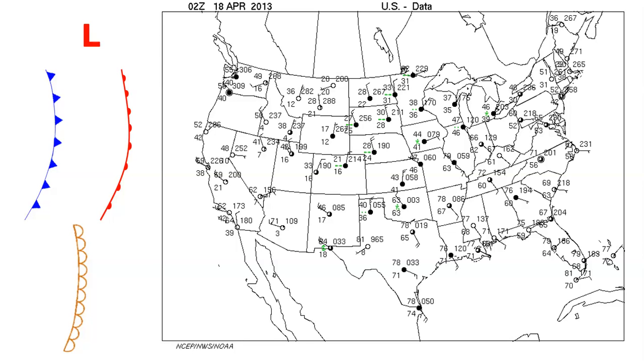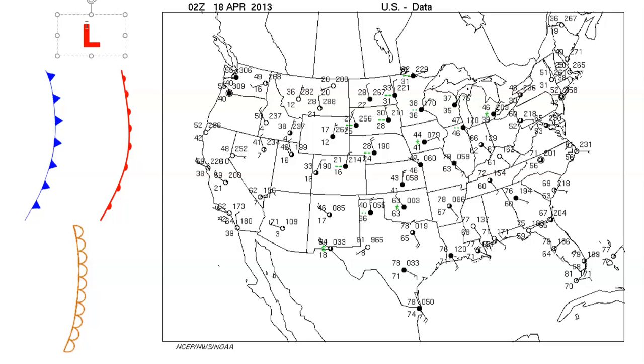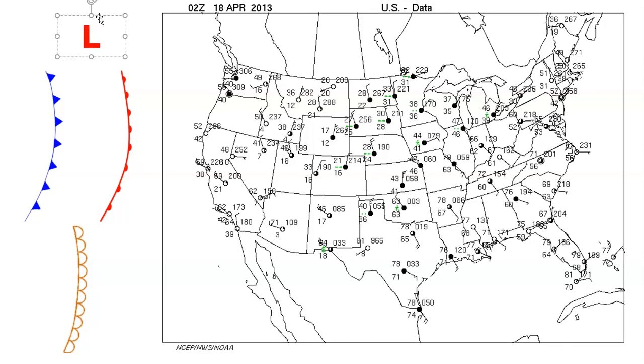In this video, I'll be discussing how you go about locating frontal systems and plotting the fronts within. The first thing you have to remember is you always start with the low pressure center. So what we want to do with this low pressure center is drag it to where the low pressure center is.